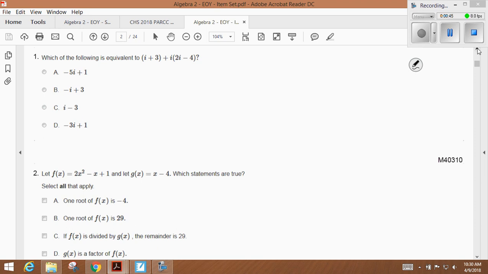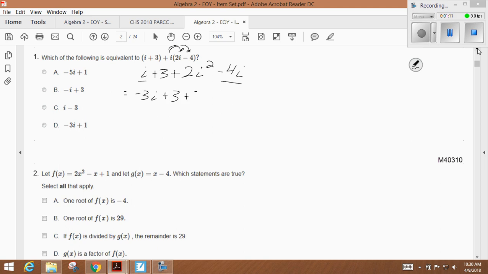So let's begin. We need to know which one of these is equivalent. So first thing I want to do is distribute my i. So that's going to be 2i squared, right? i times 2i is 2i squared, and i times negative 4 is negative 4i. We're going to combine like terms. I'm going to combine i and negative 4i. That will give me negative 3i.